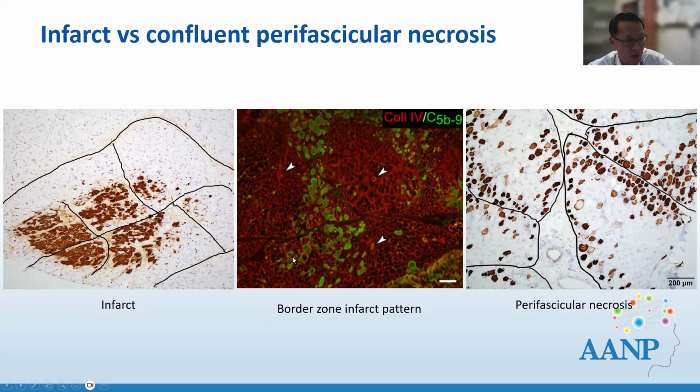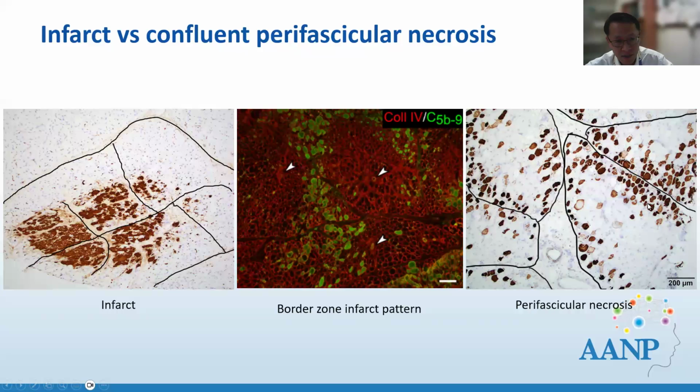These are the C5b9 positive fibers, and they are between the vascular territories. So immediately surrounding these blood vessels, the fibers are viable, and the fibers that are most distant to the nearest vessel, they are the dead ones. So this is the typical border zone infarct pattern.